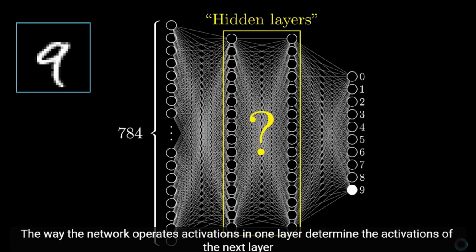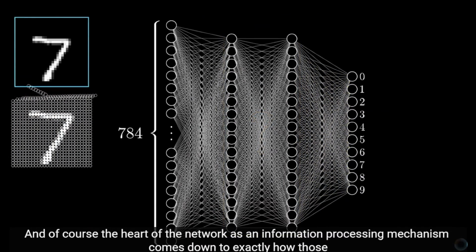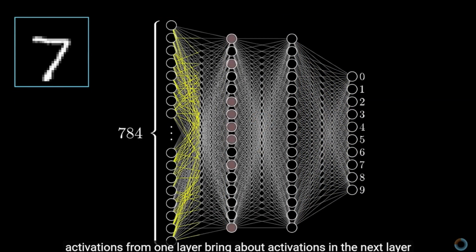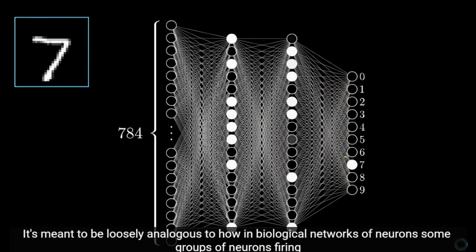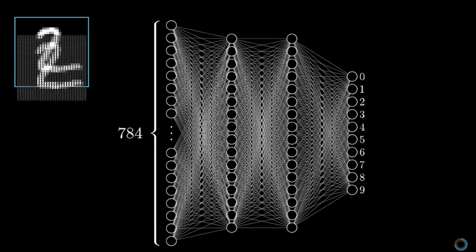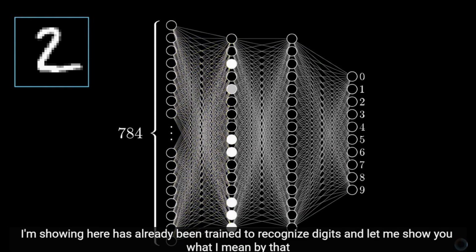The way the network operates, activations in one layer determine the activations of the next layer. And of course, the heart of the network, as an information processing mechanism, comes down to exactly how those activations from one layer bring about activations in the next layer. It's meant to be loosely analogous to how in biological networks of neurons, some groups of neurons firing cause certain others to fire.